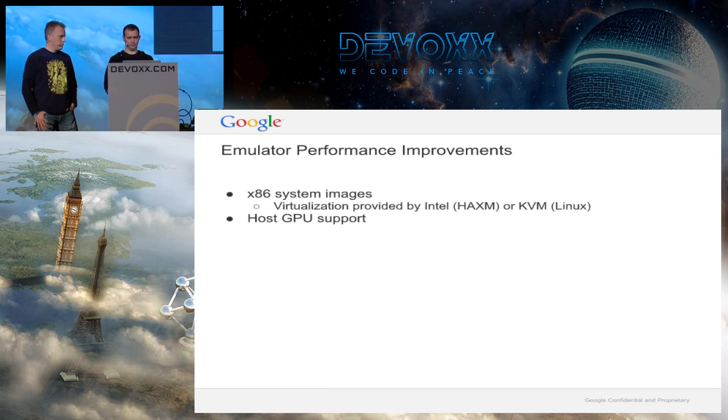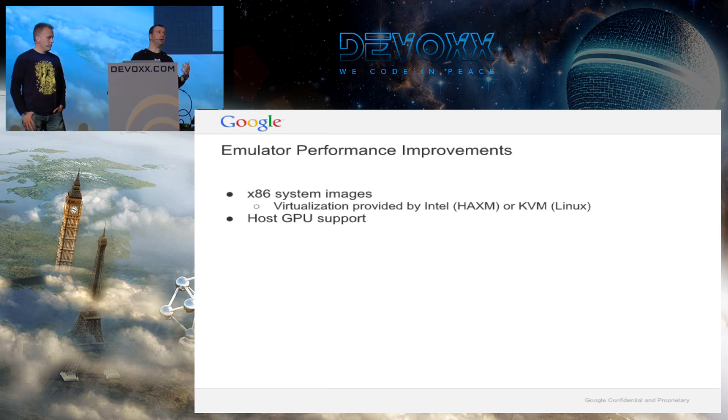Emulator performance. There isn't actually a whole lot new in 21, but in 20, the version before, we did a lot of improvements, so I just wanted to mention that. First, performance. We know it's a big problem for a lot of developers, so Intel helped us add x86 support. They distribute the system image right now for Android 4.0 and 4.1, and we're working with them to get 4.2.